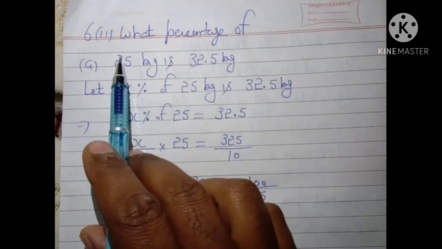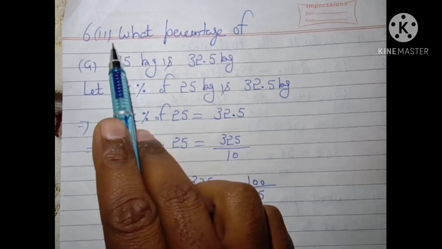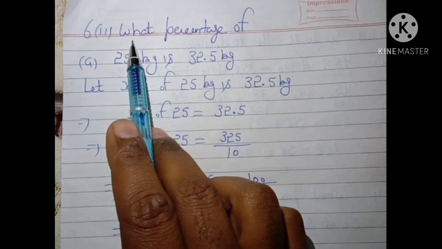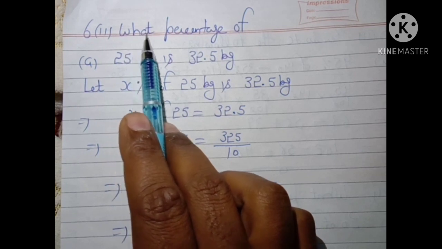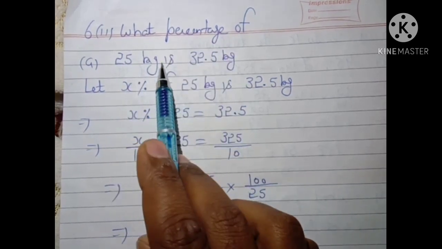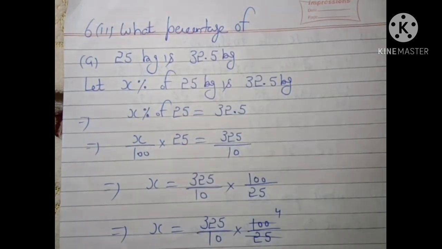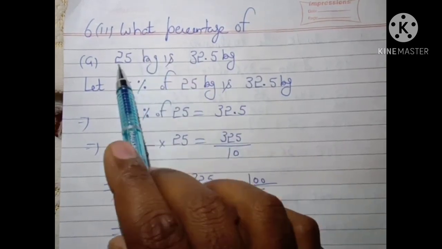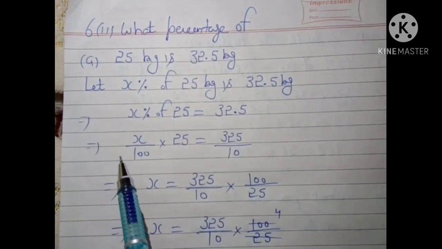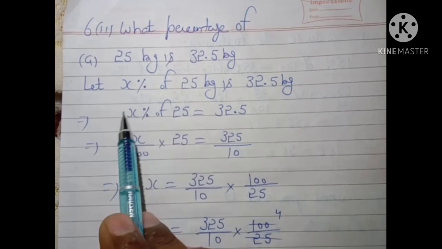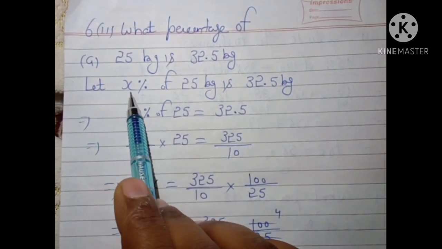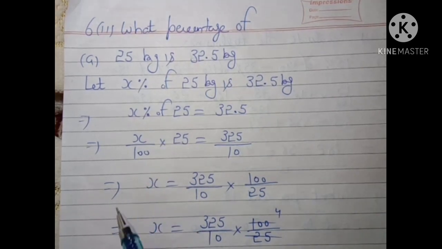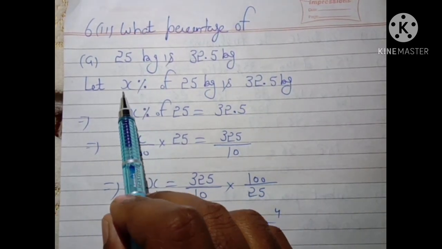Okay, now see the second part of this sixth sum. It is different from its first part, so first of all you have to see the statement here. In this case we have to find out what percentage of 25 kg is 32.5 kg. So we have to find what percentage of 25 is 32.5. You can see how we can solve this one. Just suppose let x percent of 25 kg is 32.5 kg. In this way we can find the solution.